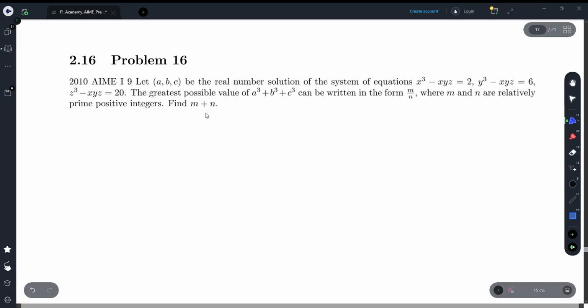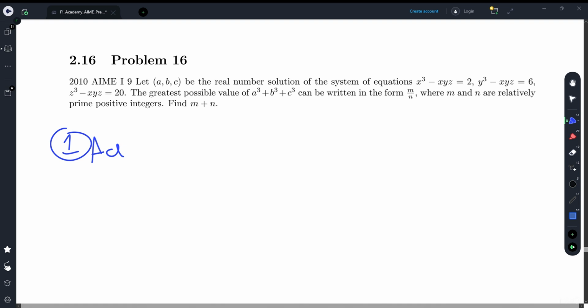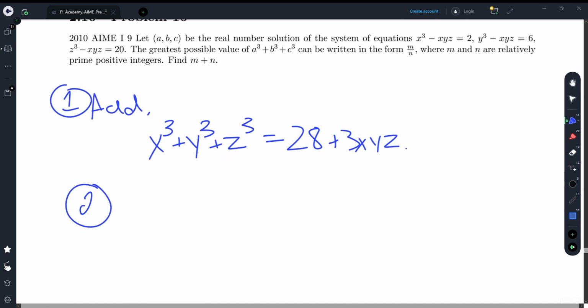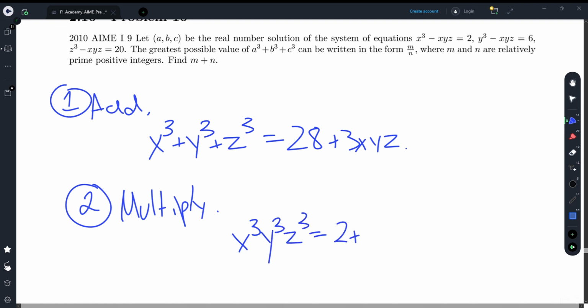So we have three equations. We start off by adding them and multiplying them. So step 1, we add. If we add all three of them, we get x cubed plus y cubed plus z cubed is equal to 28 plus 3xyz. So not much. Step 2, we multiply. And if we multiply, we get x cubed y cubed z cubed is equal to (2 plus xyz)(6 plus xyz)(20 plus xyz).